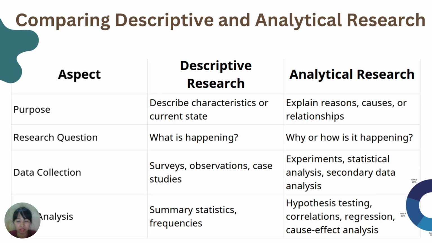Next, for data collection, descriptive uses surveys, observation, and case studies. Analytical uses experiments, statistical analysis, or secondary data. And finally, data analysis. Descriptive focuses on summarized data, while analytical involves hypothesis testing, correlation, and cause-effect analysis. And in short, descriptive research tells us what is happening, and analytical research explains why it happened.